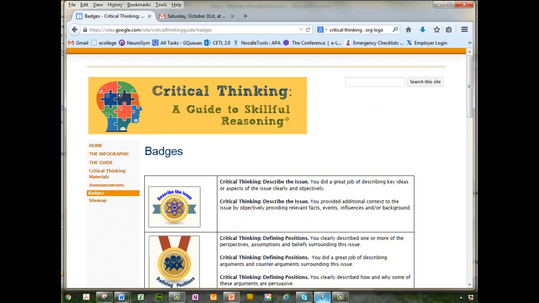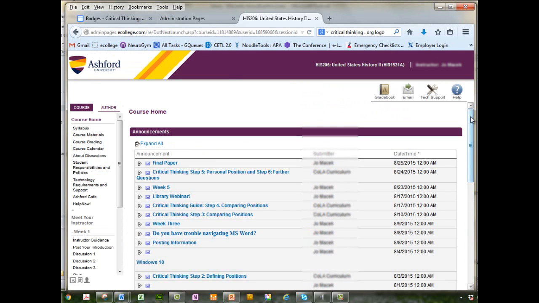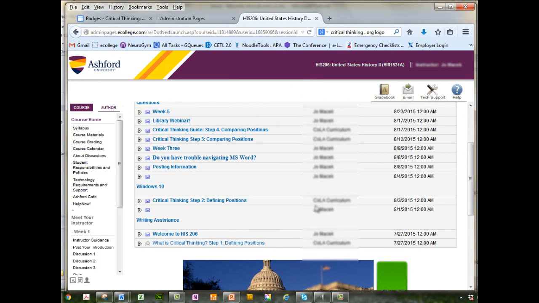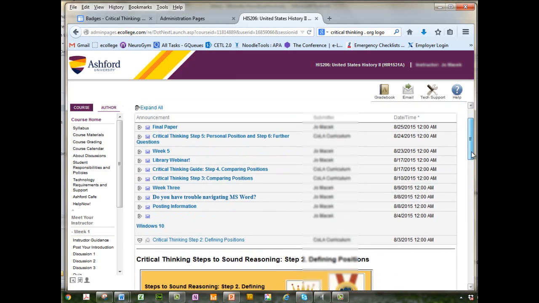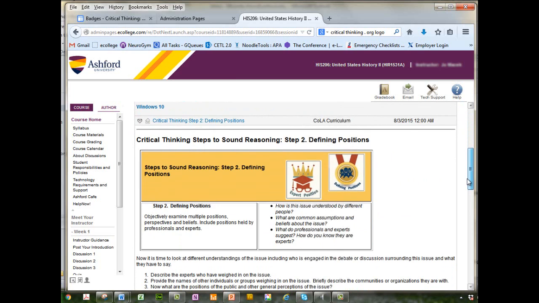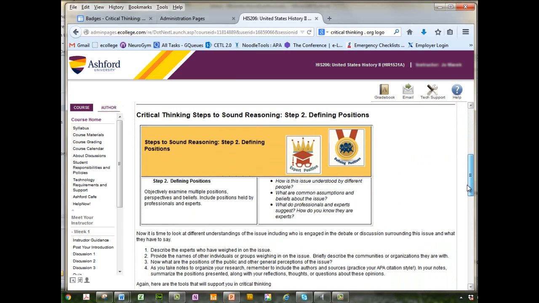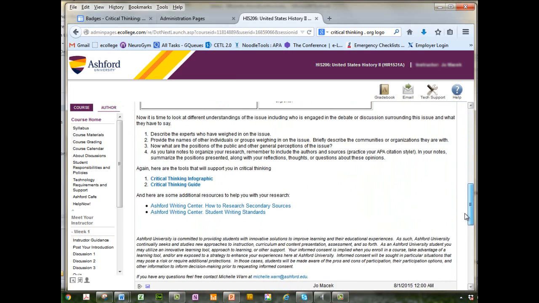And what I'd like to do is show you very briefly a classroom with those badges in them. Here we are in HIS 206. And you can see the critical thinking announcements spread over each of the weeks. Here we are, step 1, step 2, step 3. Here's what step 2 looks like if we take a look at it. Exactly cut and paste from the website.